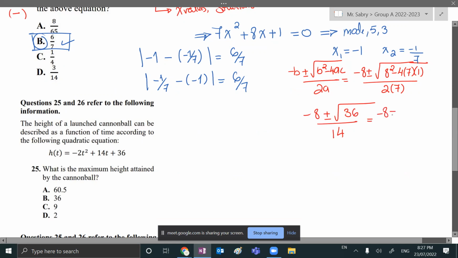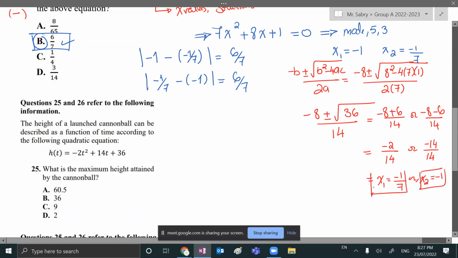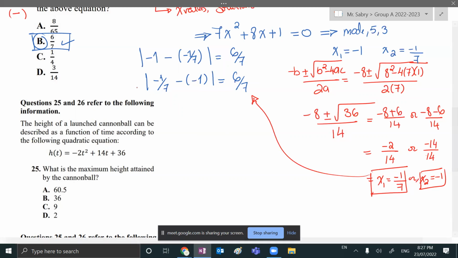Then you'll have negative 8 plus 6 over 14, or negative 8 minus 6 over 14. This one will get you to negative 2 over 14, or this one will become negative 14 over 14. This will result in x1 equals negative 1 over 7, and this will result in x2 equals negative 1. So the same two zeros that we got out of the calculator. You can then subtract them from each other in an absolute, and that's it. Does that make sense? All good? Or did I go too fast?